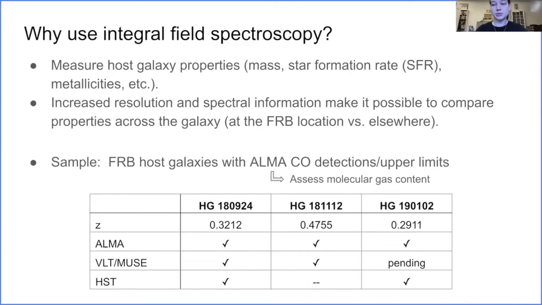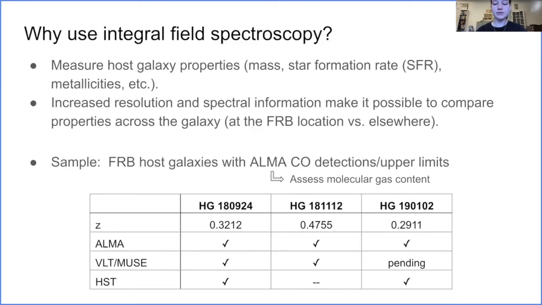So for example, we could look and see if the FRB location stands out in any way from the rest of the galaxy. The sample I've been working with is a set of 3 host galaxies that have also been observed by ALMA to assess their molecular gas content. And these galaxies are the hosts to FRB 180924, 181112, and 190102.